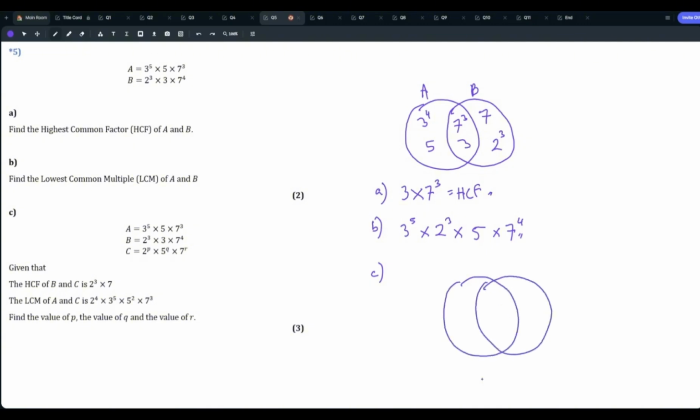So I'm going to do 3 Venn diagrams. Okay, A, B, and C. Okay, so remember the intersection for all of them. So what do they all have in common? They all have a 7 in common. So I'm going to put a 7 there. I'm just going to set all of these up as well, actually. 2 to the power of P. So P equals, and then the same 5.